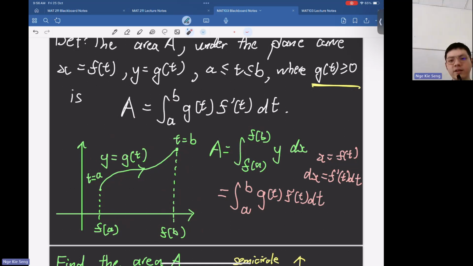By the way, I skipped all the cycloid example because I don't want to do tedious calculation here. So maybe you can try it yourself. I provide the solution in my lecture notes. Any questions so far?